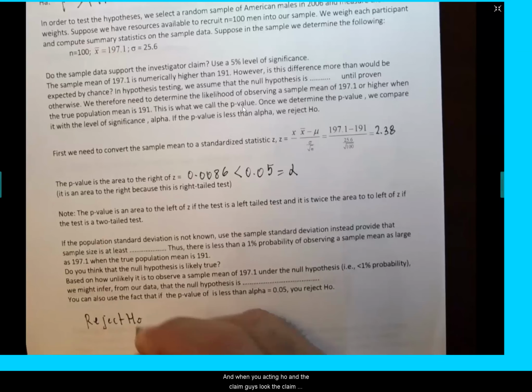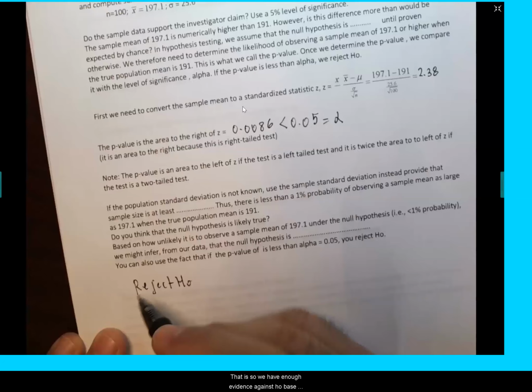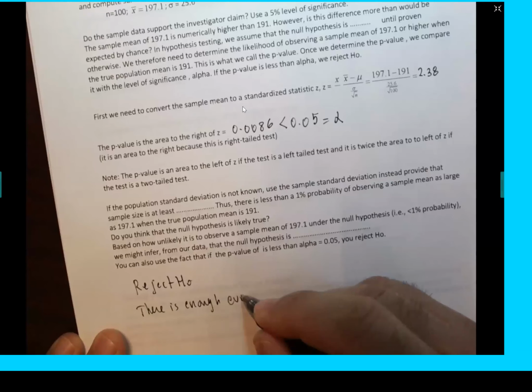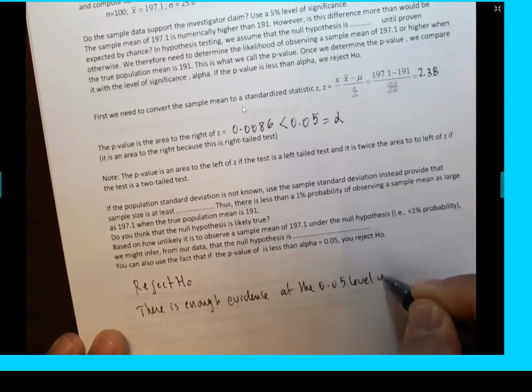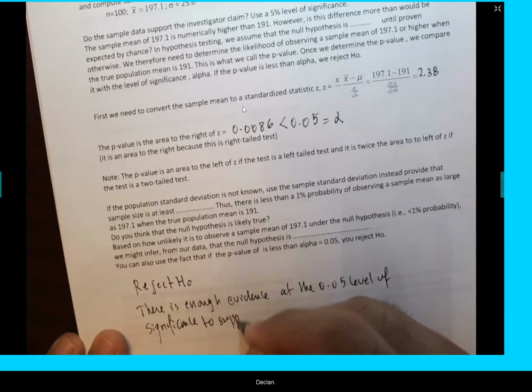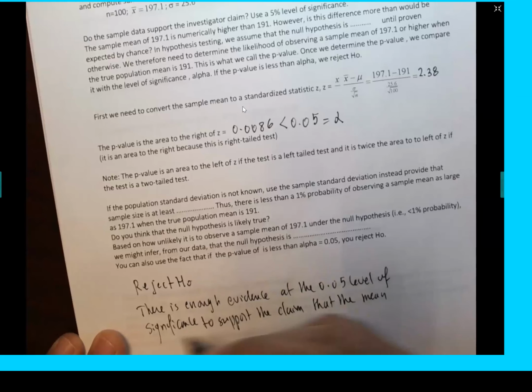And when we're rejecting H0, and the claim, guys, look, the claim is in HA, so we support the claim. We say there is, so we have enough evidence against H0, guys. That's what I try to explain here. There is enough evidence at the 0.05 level of significance. Get used to this language, guys, to support the claim that the mean weight is more than 191.